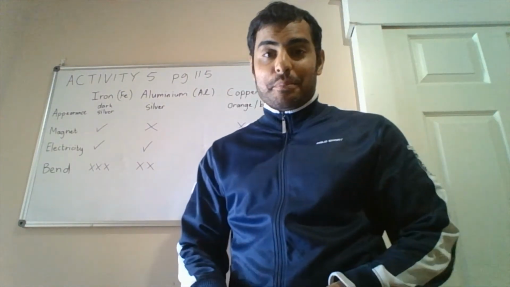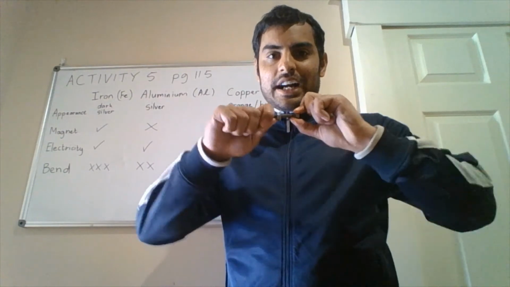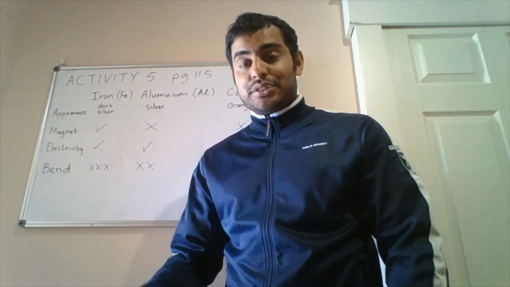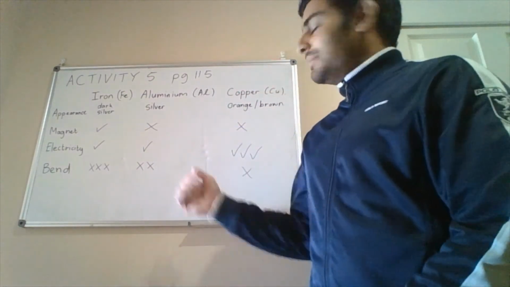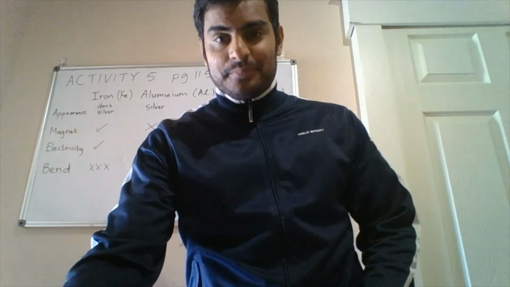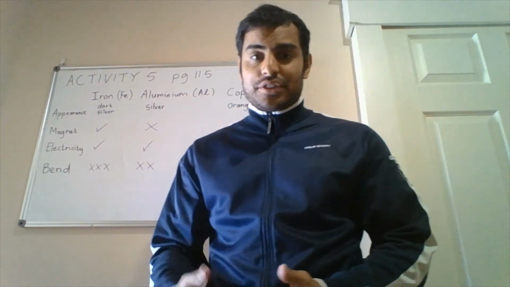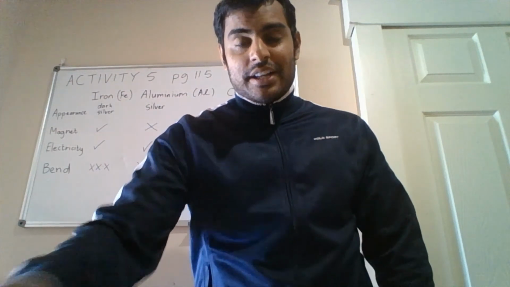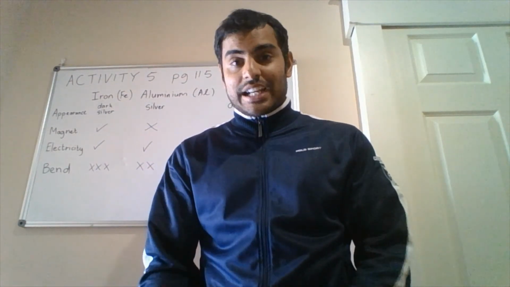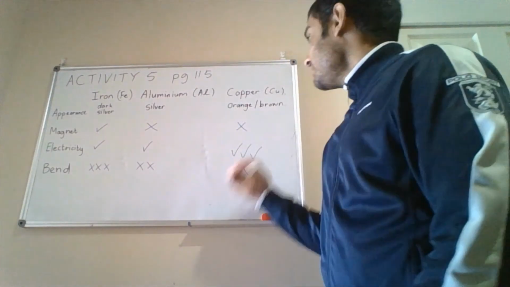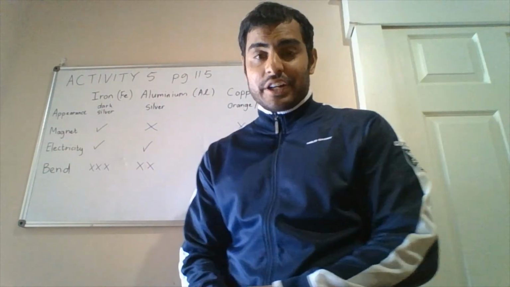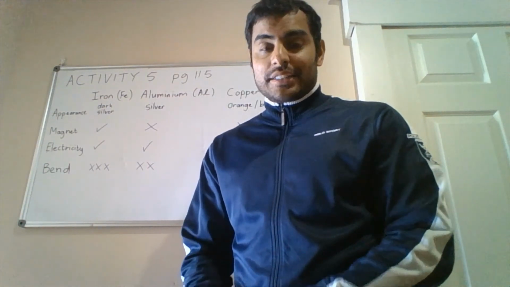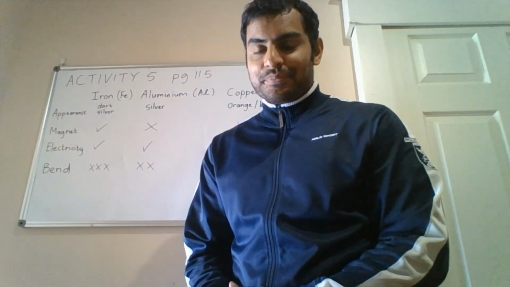Lastly, we're going to talk about bend. So the iron is the least flexible. That's why it's used to make things like screws and nails. Aluminium is a little bit flexible, but it's also relatively strong. So that's why it's used in making constructions like cans and also in larger constructions like airplanes. Lastly, copper is very weak. It's very easy to bend and very flexible, and this is why it's also used in wiring.